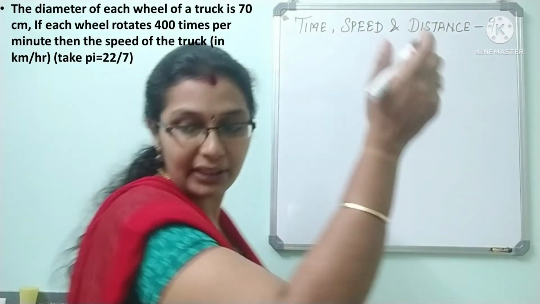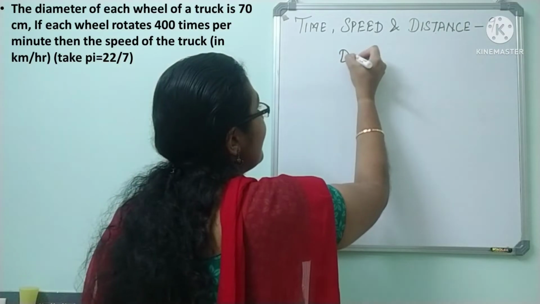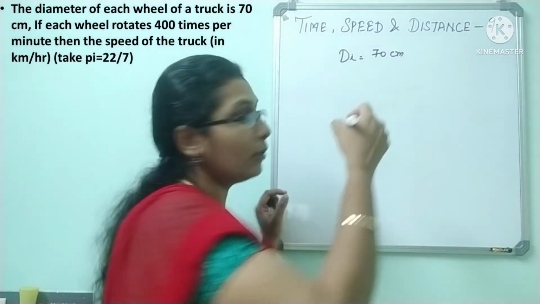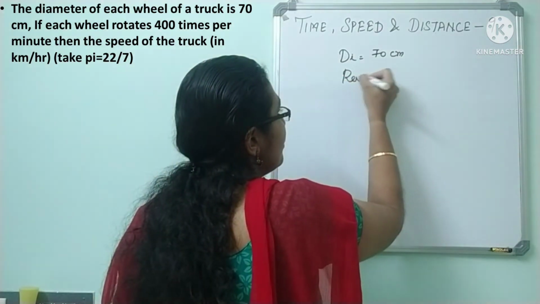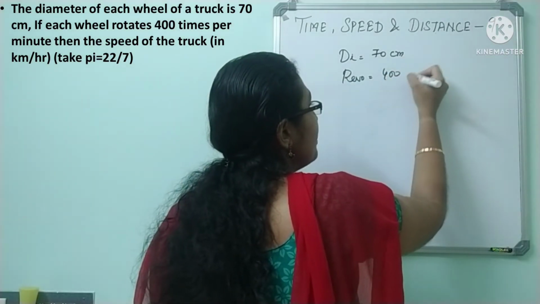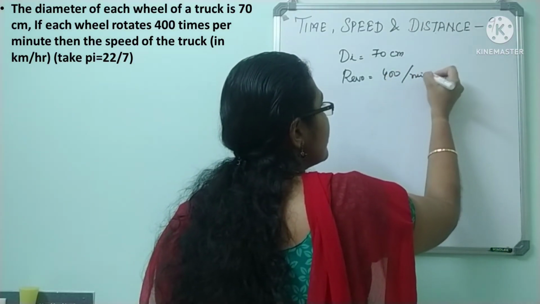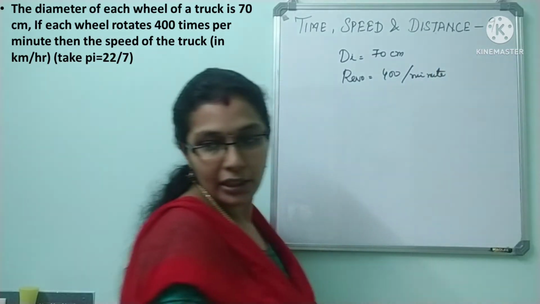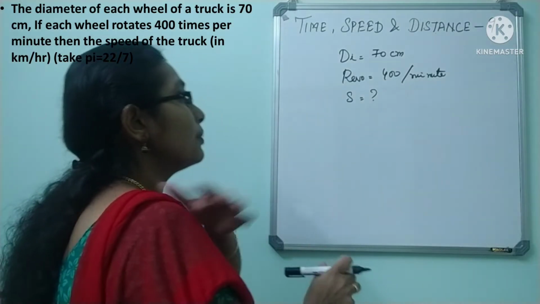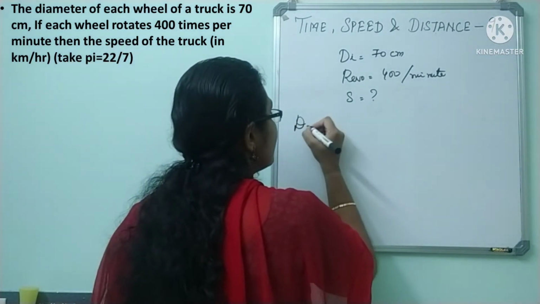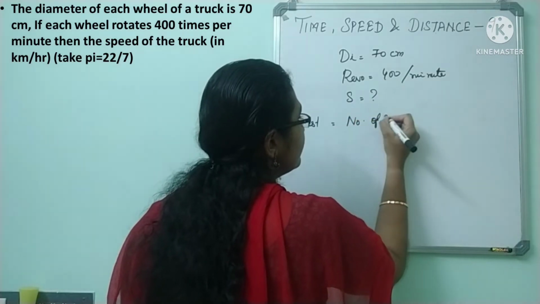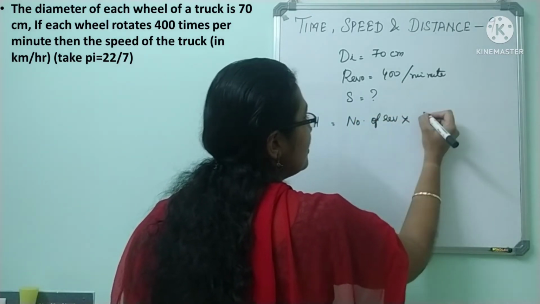What are all the information given? Diameter is given as 70 centimeter, and rotation or revolution, however you call it, that is given as 400 times per minute. Okay. Now we'll have to find the speed. So as usual proceed. How will you proceed? Distance is equal to number of revolution into circumference.